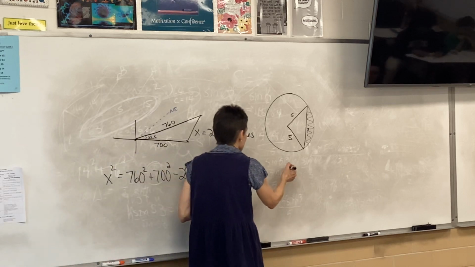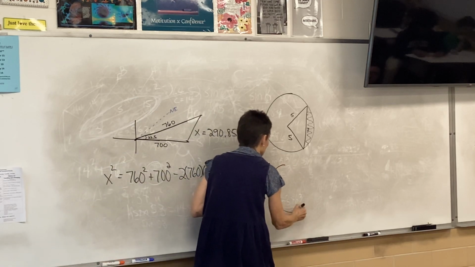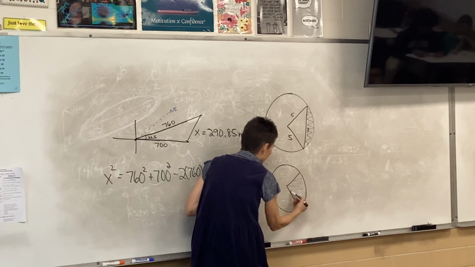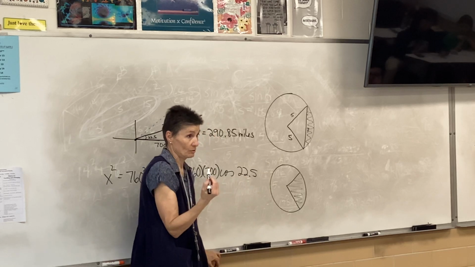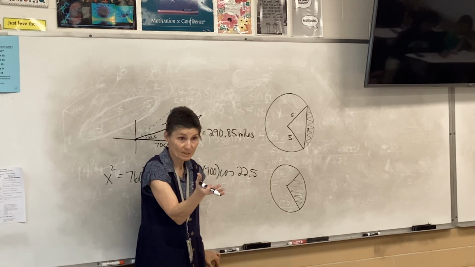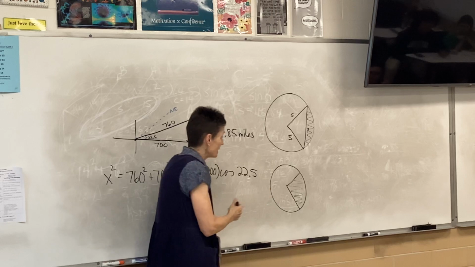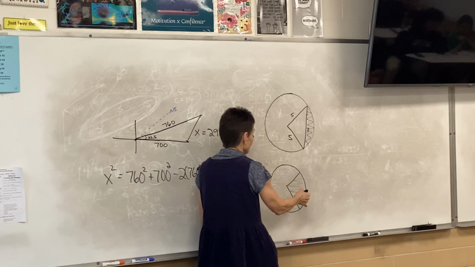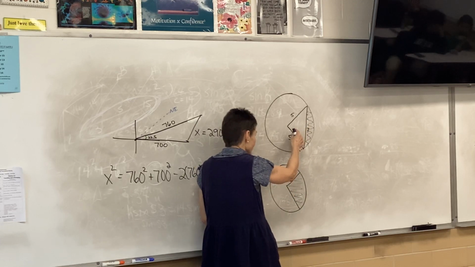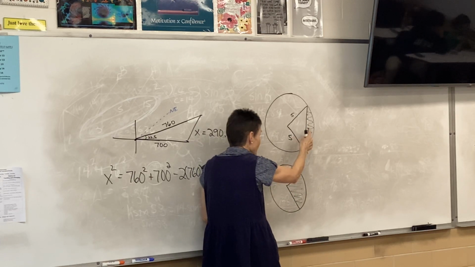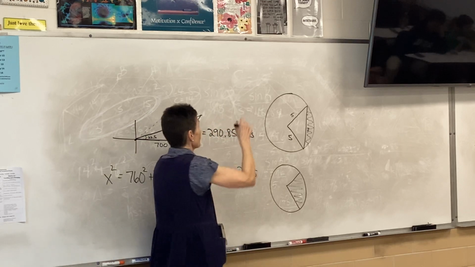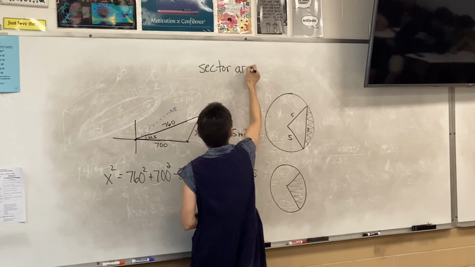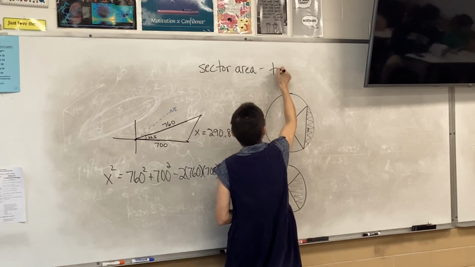Let's look at this for a second. This is called a sector. A piece of pie is called a sector. If I could find the area of the sector and subtract the area of the triangle, that would give me what I want, right? So I think that's gonna be my strategy. So I'm gonna find the area of the sector, and I'm gonna subtract the area of the triangle.